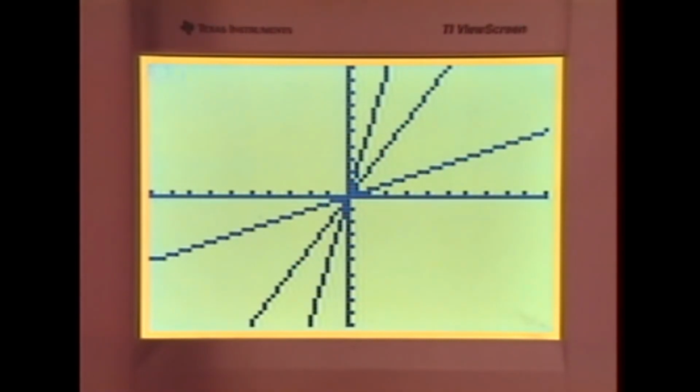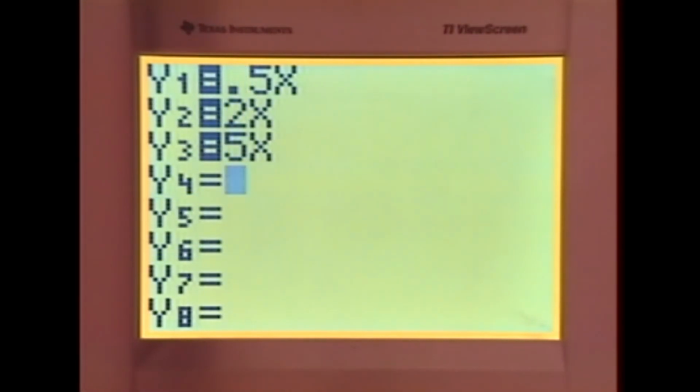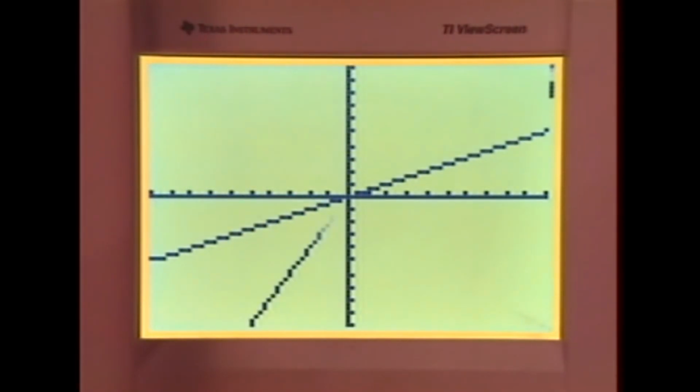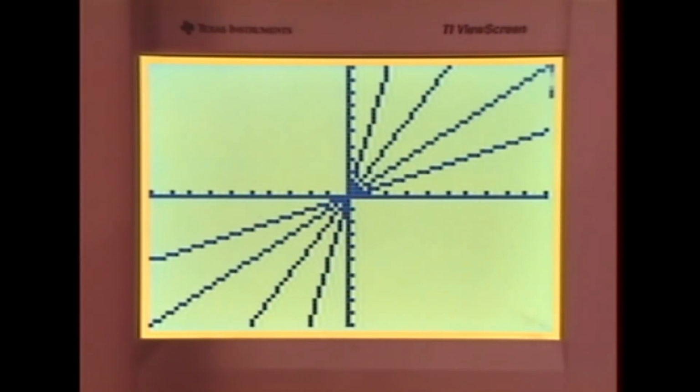So let's go back to y and add 1x. Well, I just put the 1 for emphasis. We don't really need the 1. We could have put x. And now let's see where that lies. We go back to graphing them again. There's 1/2x, there's 2x, there's 5x, and there is 1x. So our conjecture or our guess that the line rises faster as the number increases was correct.